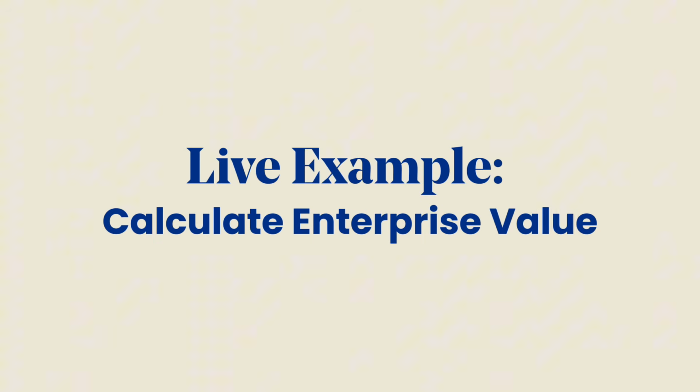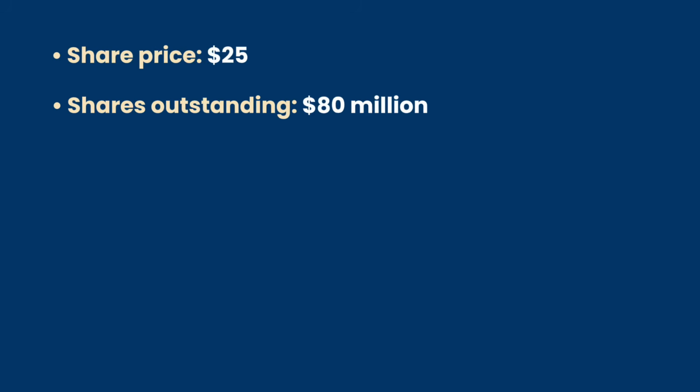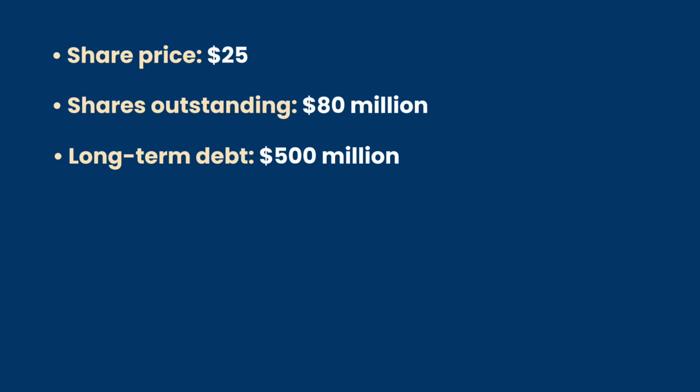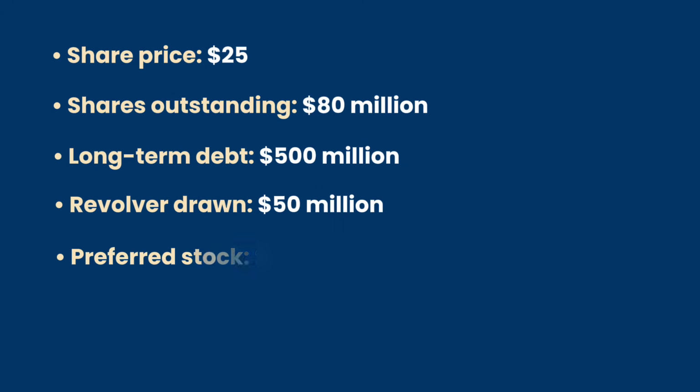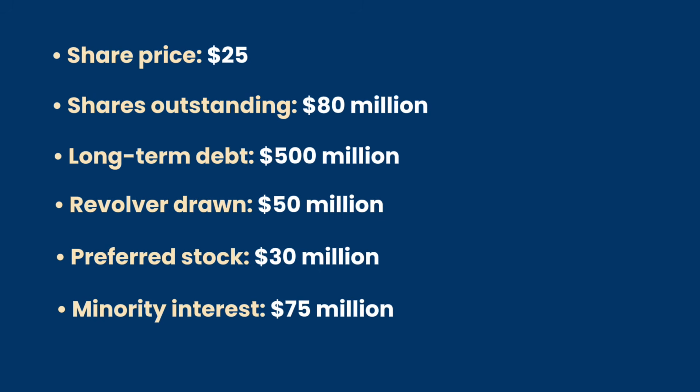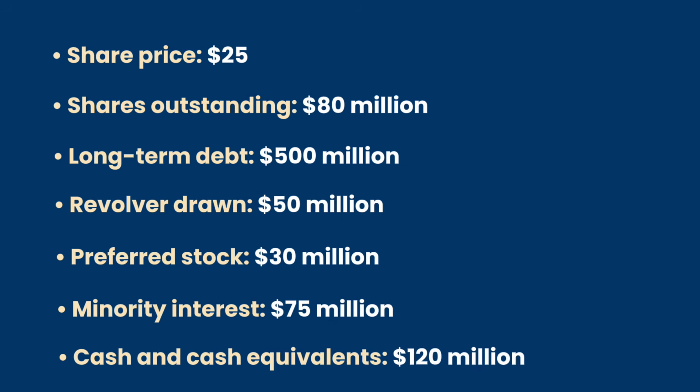So let's put this into practice, because that's where the top banks are actually going to test you and ask for the real number. So here are the facts. Let's say we have a company that has a share price of $25 and 80 million shares outstanding. It has $500 million of long-term debt and $50 million drawn on its revolving credit facility. It has $30 million of preferred stock outstanding, minority interest of $75 million on the balance sheet, and $120 million of cash and cash equivalents.